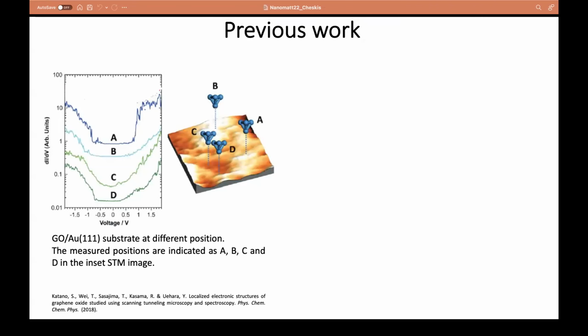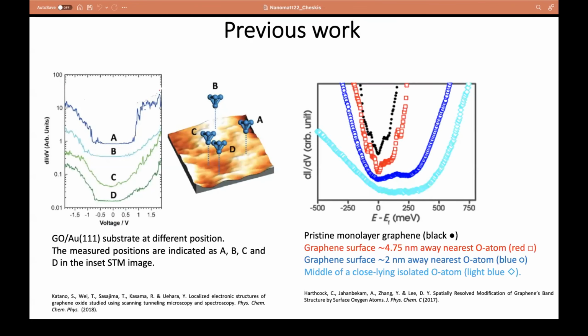So in the previous work, it was done in two ways to study, using scanning tunneling microscopy, the distribution of oxygen groups on graphene oxide. One type of measurement was done on graphene oxide which is actually multi-layer. It's not similar to single layer graphene. It's at least a number of layers stuck on each other.